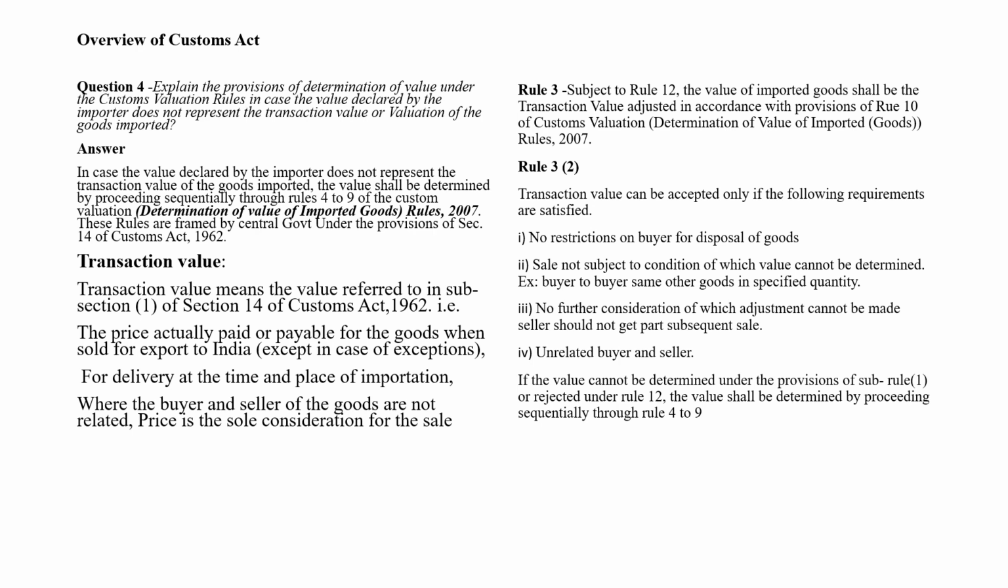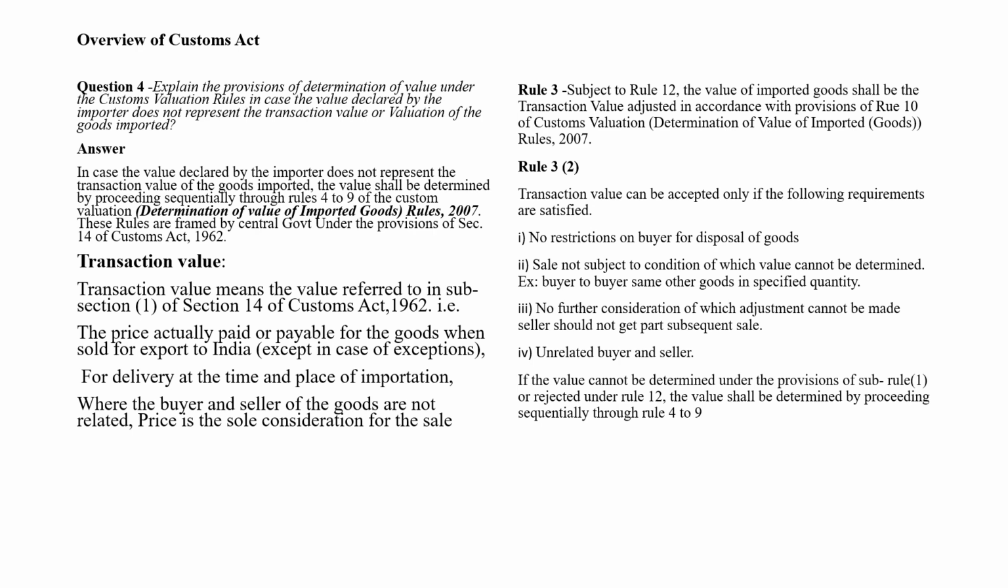Rule number 3, subject to Rule 12, the value of imported goods shall be the transaction value adjusted in accordance with provision of Rule 10 of the Customs Valuation (Determination of Value of Imported Goods) Rules 2007. Rule 3 sub-rule 2, transaction value can be accepted only if the following requirements are satisfied. First, no restriction on buyer for disposal of goods. Second, sale not subject to condition of which value cannot be determined.